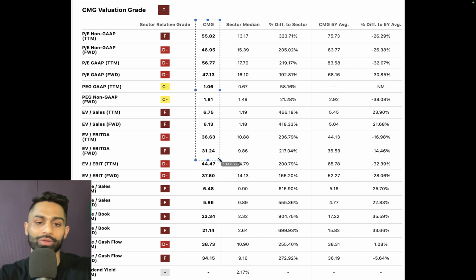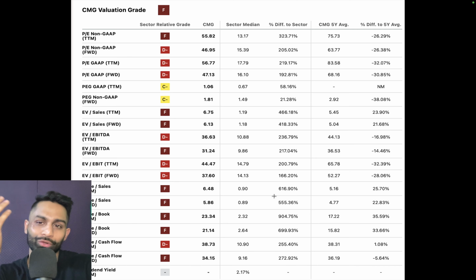Enterprise value to EBITDA is 31 to 36, enterprise value to cash flow over 34 to 38. So, those are pretty expensive multiples for Chipotle, but I guess their growth is also pretty strong, but it's still not as strong as a 47 times earnings multiple, right? So we'll talk about that in just a minute when we calculate our intrinsic value on this company.